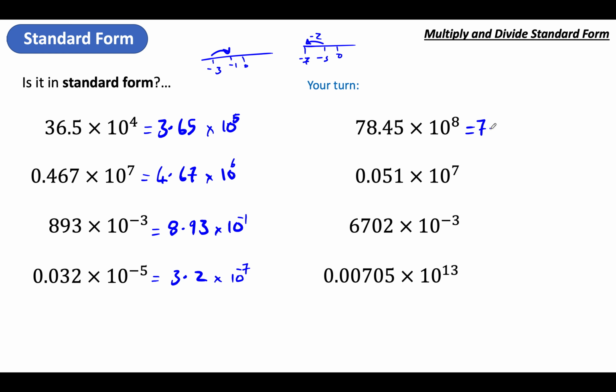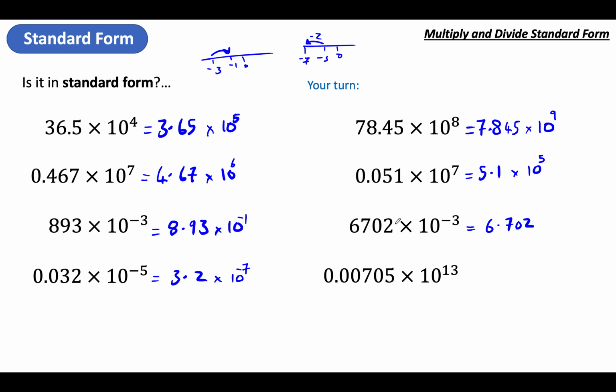Okay, my number needs to be 1 place bigger. 1 place bigger along the world I go. So 7.845 times 10 to the power of. Right, my number has got 1 place smaller, so my number gets 1 bigger, up to 9. This will be 5.1, which means my number has got 2 places bigger, hasn't it? 0.051 is now 5.1, 2 places bigger. So my number gets 2 smaller, so it goes down to 5.